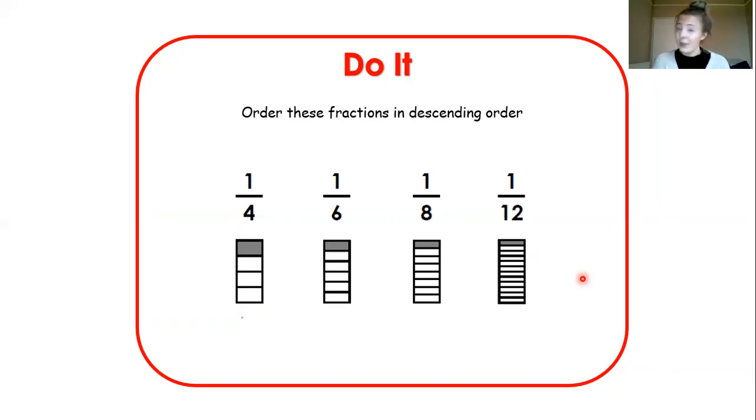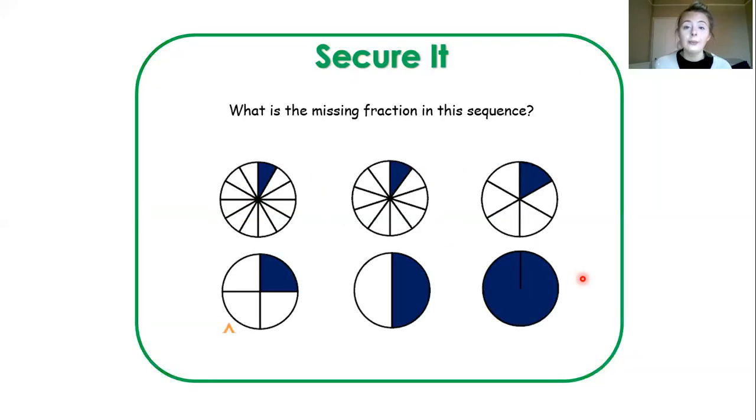So we only had one do it to do, and now I really want you to have a go at the secure it and the deepen it. Remember, it really helps you with your reasoning skills and just helps you understand it a little bit better, looking at different forms of questions. So give it a go. You've got your secure it. So it says, what is the missing fraction in this sequence?